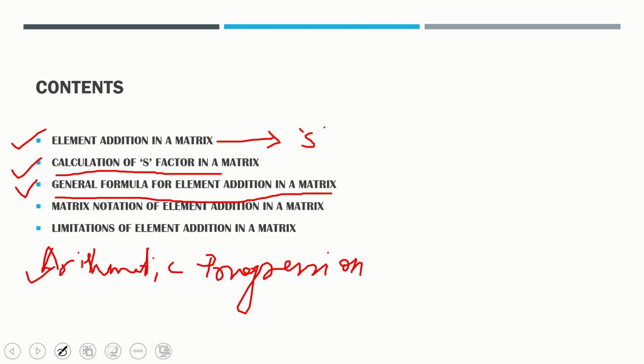And there is a very little topic, the matrix notation of element addition in a matrix. A very small topic is also there. It is not that important a topic. And at last we will talk about the limitations, because it's a research topic, and you know that every scientific research or any other research has some limitations, some disadvantages. Likewise, this research topic also has some limitations, and we are going to learn about them. So I hope you all understand the contents of this lecture.